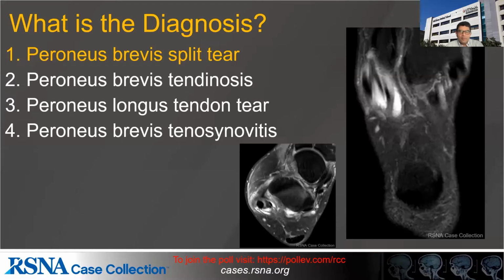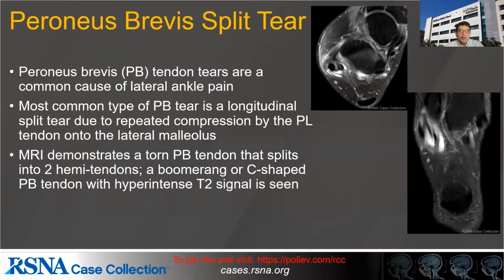The answer is peroneus brevis split tear. And that is a reason why this patient's got pain. And if you go to the next slide, please. So when you think about the peroneus brevis tendon, we all know that it's the one that's closest to the bone, and the way I remember them is B and B go together, so bone and the brevis tendon close together.